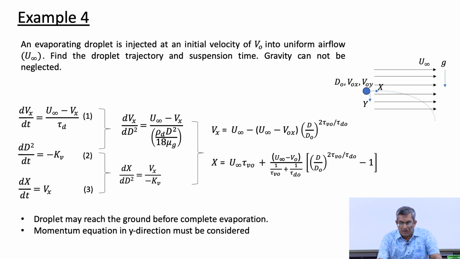So, if we assume that d by d naught is close to 1, then it is possible to show that, and also this term, the vaporization time. If a particle evaporates very slowly, then what would happen? This is much larger than this, right? So if we put this, then we can show that this is essentially equal to the particle relaxation time times the acceleration due to gravity. This is nothing but the terminal velocity for a non-evaporating particle or a particle which evaporates very slowly.